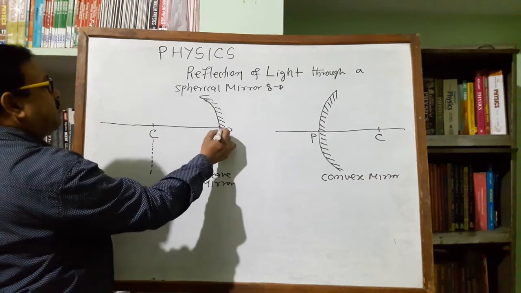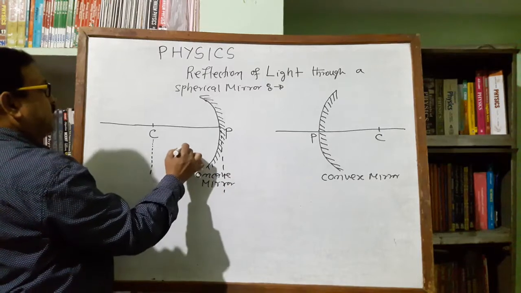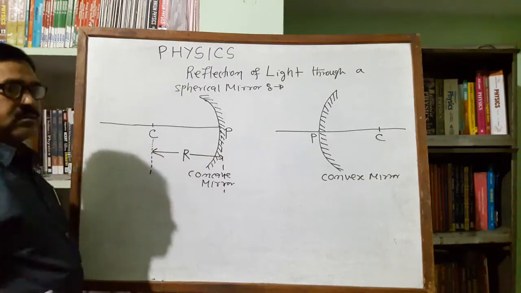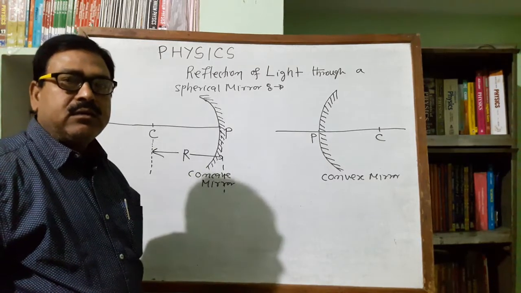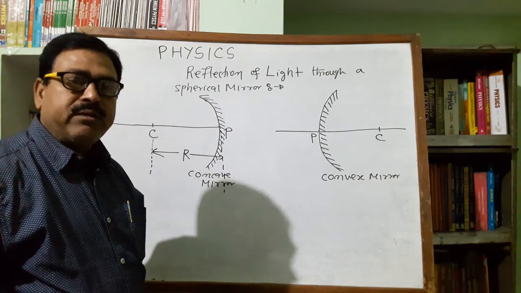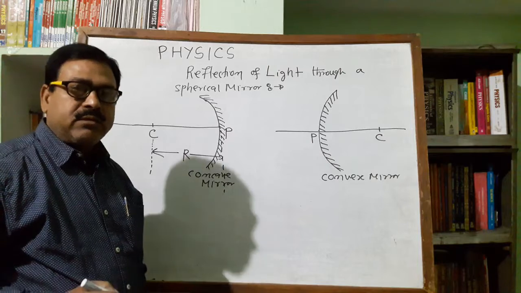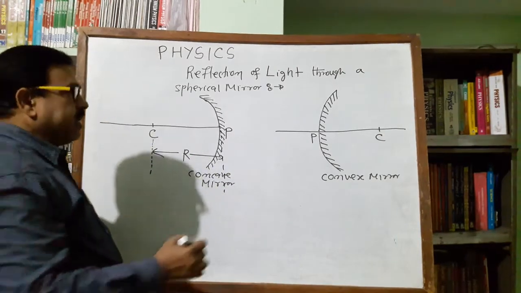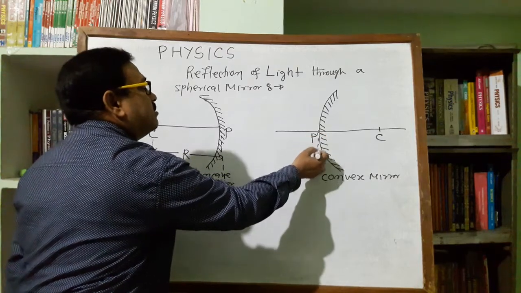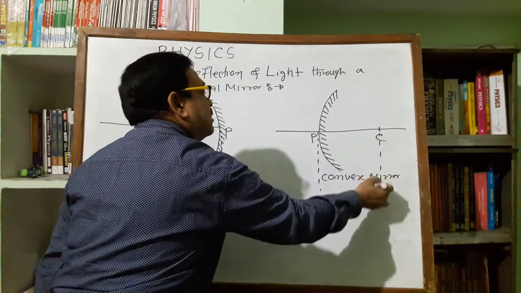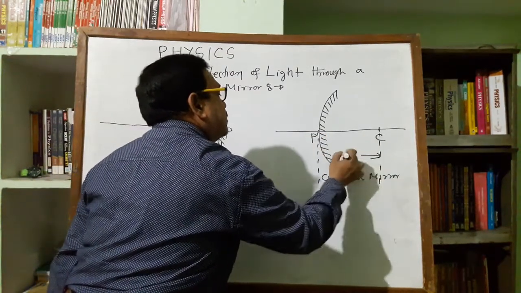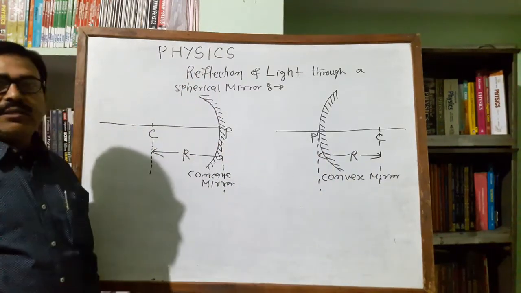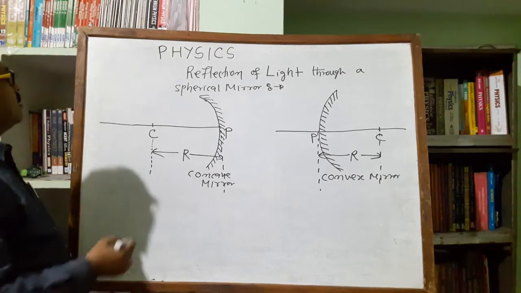Now we will locate the point P from the center of curvature. We call it the radius of curvature. Radius of curvature is the distance between the pole of the given mirror and the center of curvature of the mirror. For both kinds of spherical mirror we define it the same, with the same meaning. The distance between the pole and the center of curvature is the radius of curvature.